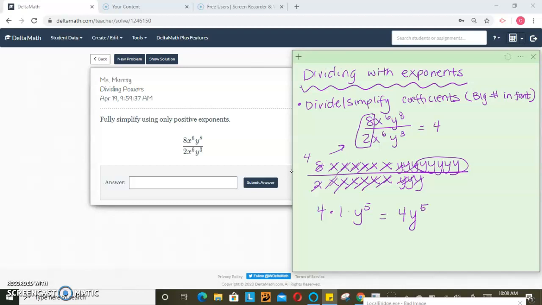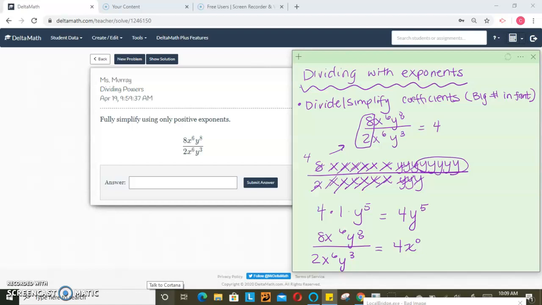Okay, now some of you might notice, just like when we multiplied with exponents, we could add our exponents together and keep the same bases. We can subtract our exponents when our bases are the same. So if I go back to the beginning, if I write my original problem, okay, I can divide my coefficients, 8 divided by 2, but if I subtract my exponent, 6 minus 6 is 0, because I wouldn't have any x's left over.